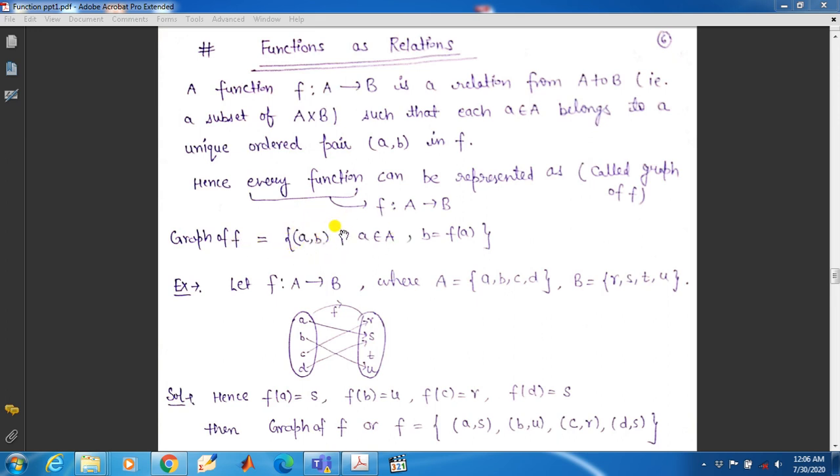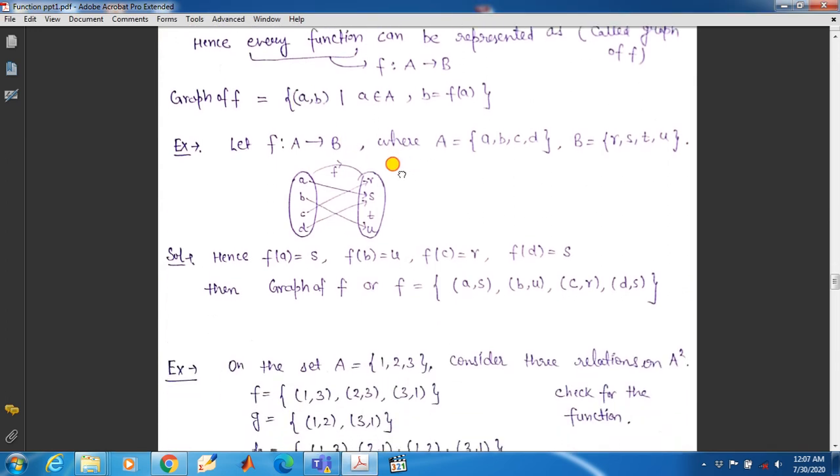So in terms of ordered pairs, since that is the notation for a relation, the function can be represented by the relation, that means in ordered pairs where the first element is from the domain and the second one is from the codomain, where b is the image of the element a.